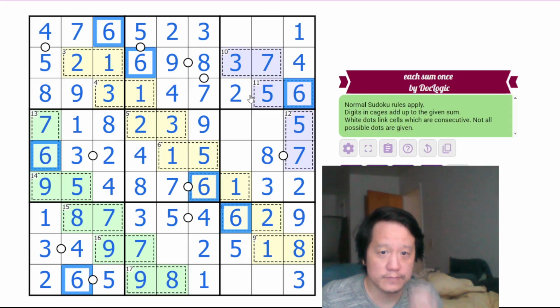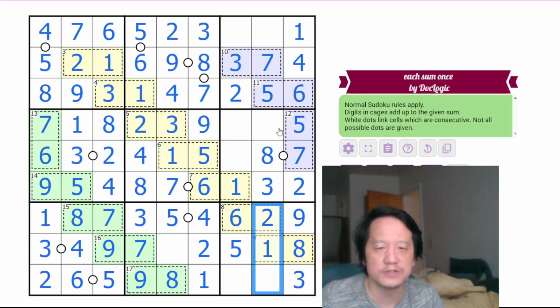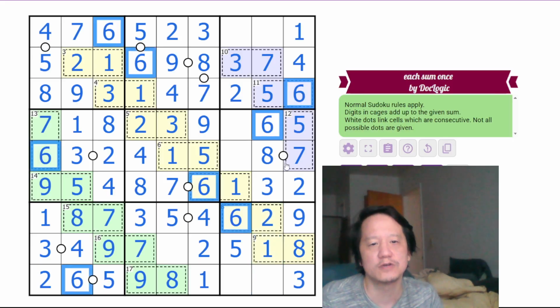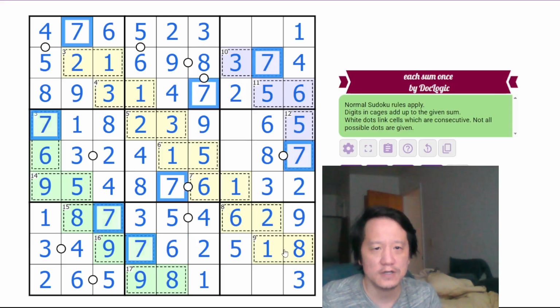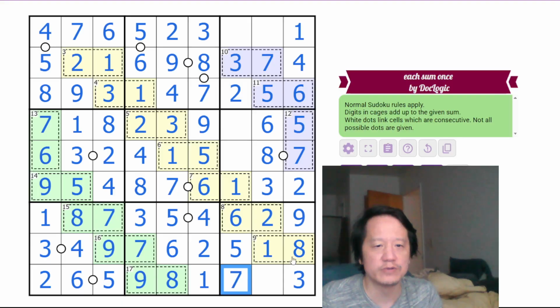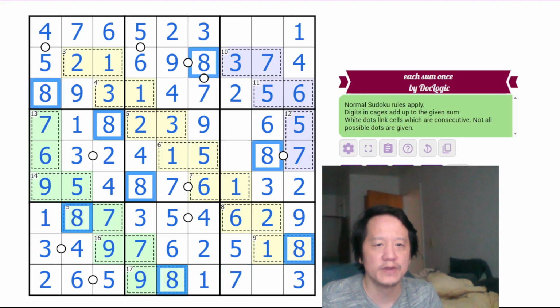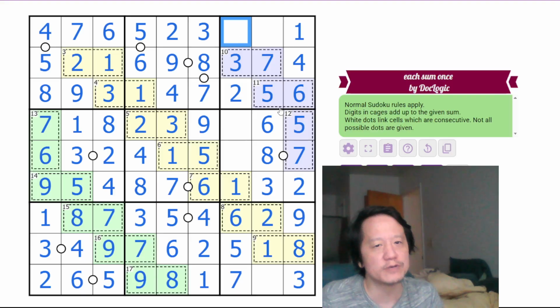6. In column 8, 6 can't be here or here because of 6 in the boxes, so 6 is there. We have 8 6s, and we know where the last 6 is, it's there. 7, we have 8 7s, we know where the last 7 is, it's there. 8, we have 8 8s, we know where the last 8 is, it's there.